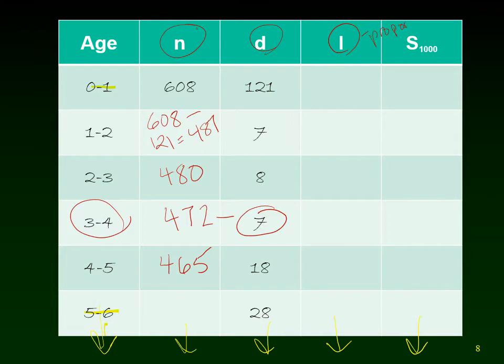If we're looking for survivorship, survivorship is L, and this is calculated as a proportion. So 608 were born out of the 608, so that's going to equal 1. This will be 487 divided by 608, and so on. So you get the proportion. This survivorship 1000 is a crude value, and this is just to get rid of nasty little decimal points. So this value in the last column equals whatever is in the survivorship times 1000, and it's just to remove decimal points.